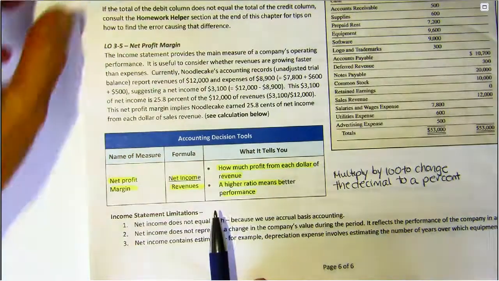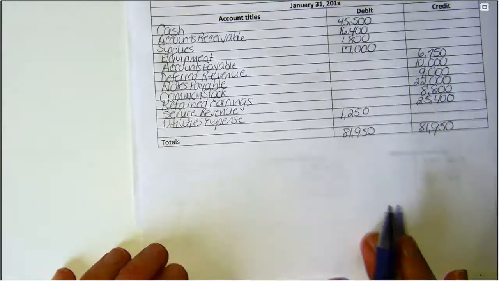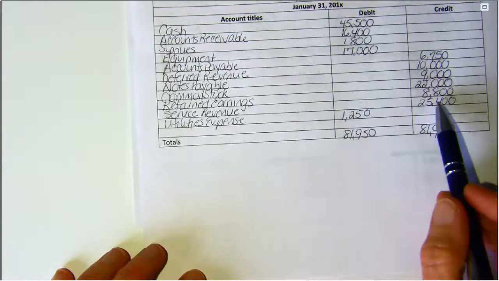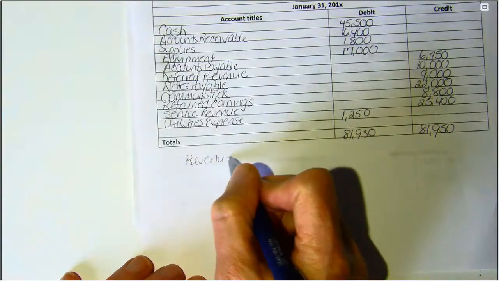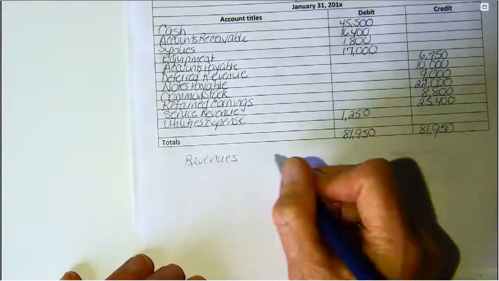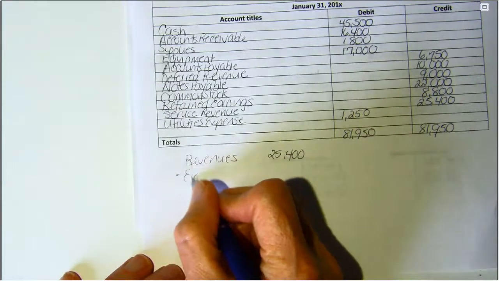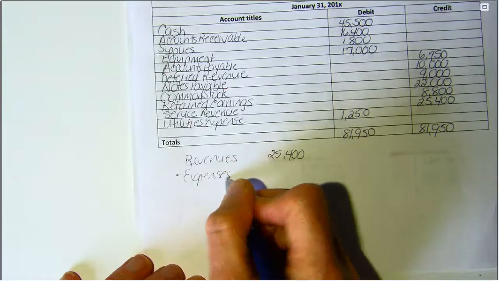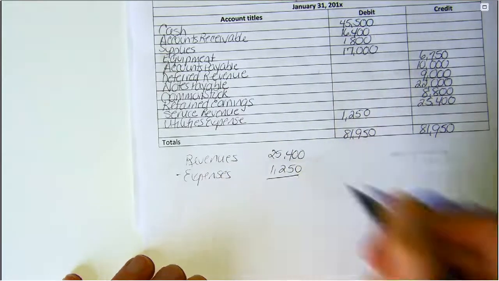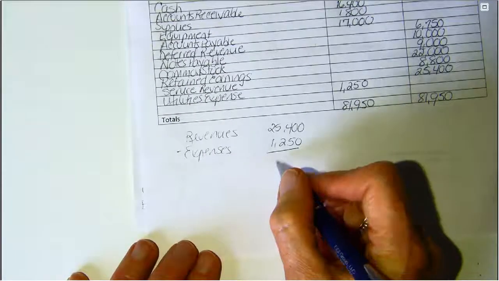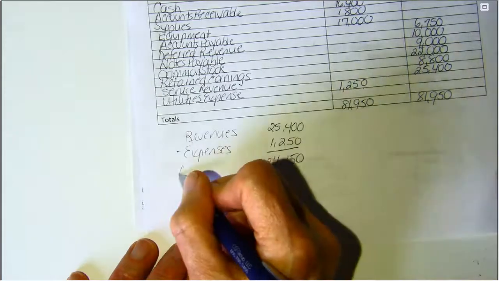So let's try this for Tango. Let's first find out our net income. We only have one revenue and one expense. So if we just quickly do a calculation, our revenues total $25,400. Our expenses total $1,250. Not very much at all. That gives us net income of $24,150.